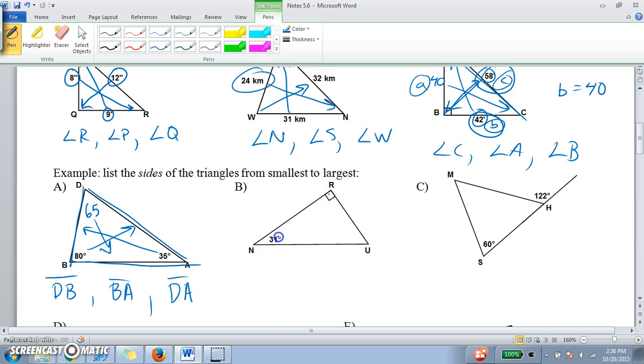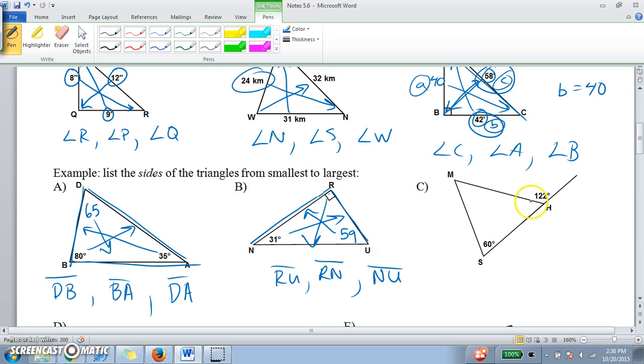Same thing here, add 90 and 31, subtract it from 180, you get 59. 31 is the smallest, so RU comes first. 59 is next, so RN comes next, and 90 comes last, so NU across from that comes last.